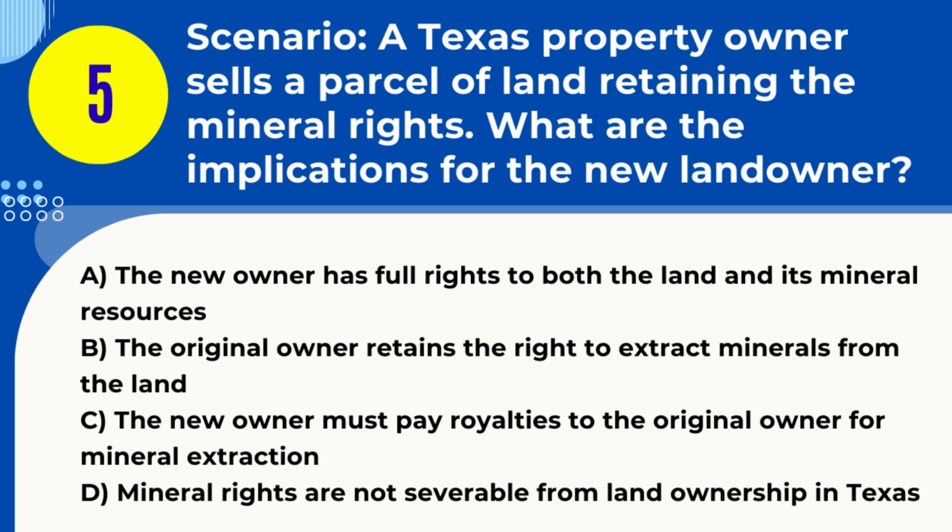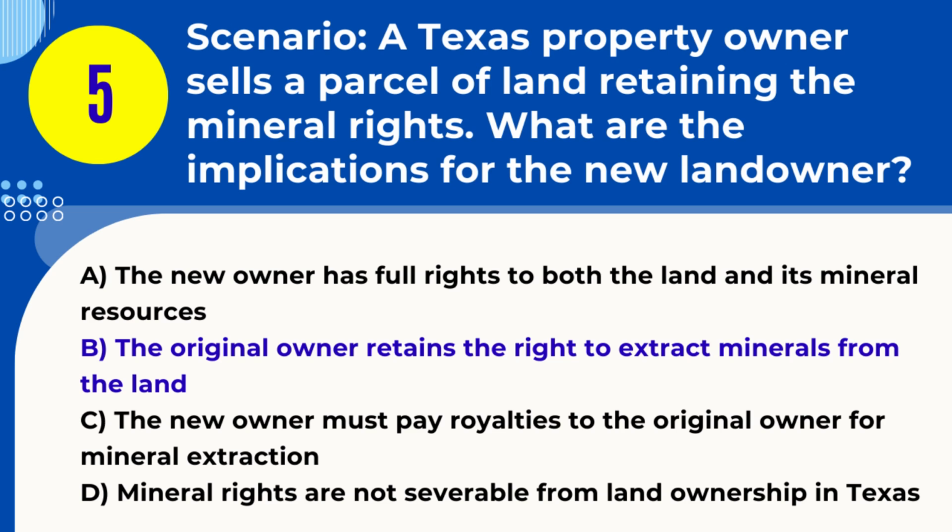Question 5. Scenario. A Texas property owner sells a parcel of land retaining the mineral rights. What are the implications for the new landowner? A. The new owner has full rights to both the land and its mineral resources. B. The original owner retains the right to extract minerals from the land. C. The new owner must pay royalties to the original owner for mineral extraction. D. Mineral rights are not severable from land ownership in Texas.